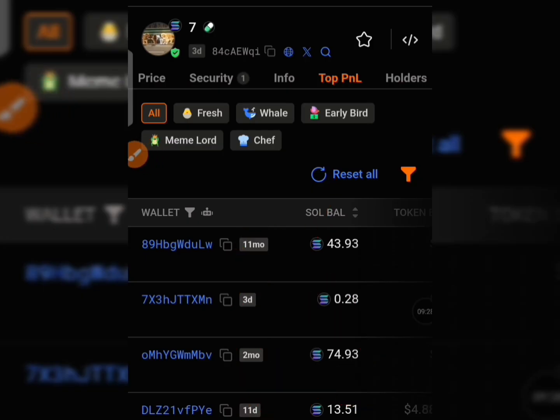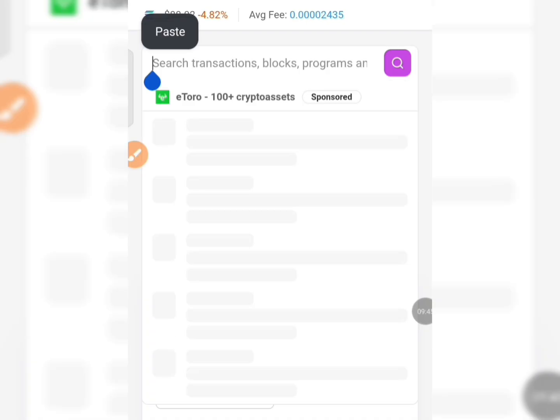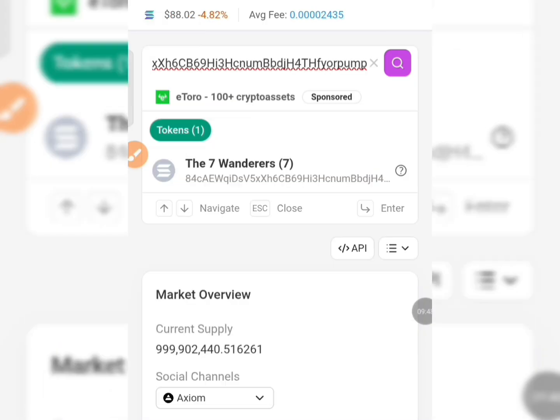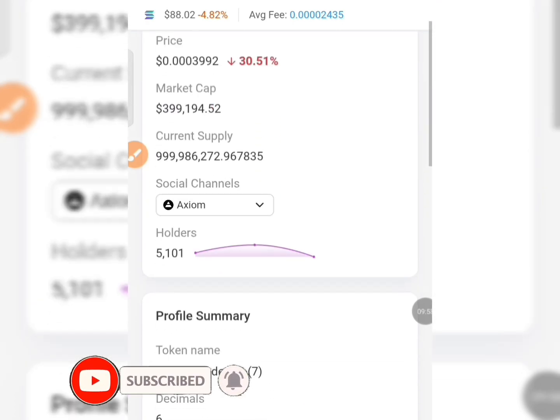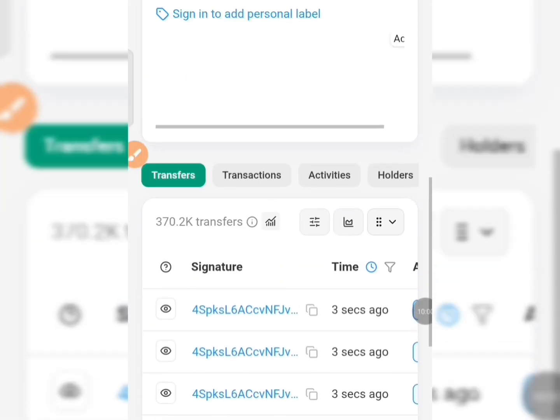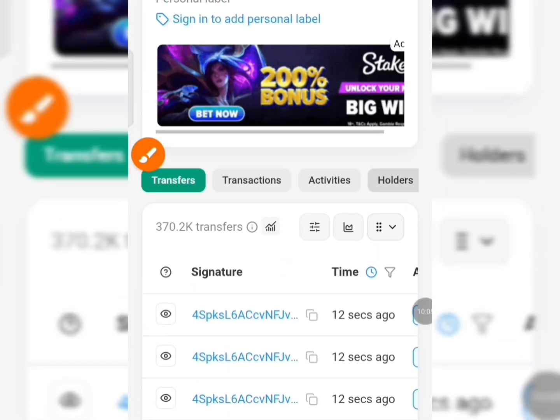Another way to check this is to go to Solscan. When Solscan is fully open, the link is going to be in this video description also. What you need to do is paste the contract address of that coin right here. Please do not write the name of the coin, paste the contract address of that coin. When you paste the contract address, you click on the coin and scroll down to the holders section. This is where you are going to find the holders section. When you click on it, it's going to open.